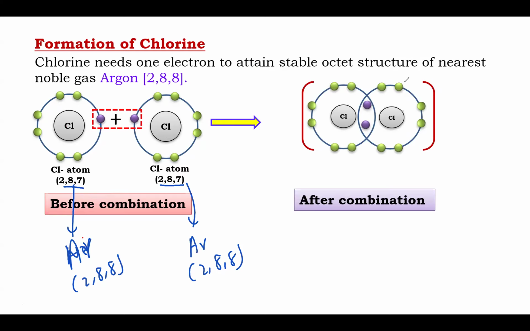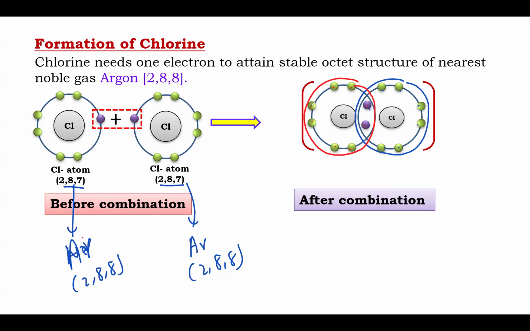Now you look at this orbit. In this chlorine, are there 8 electrons or not? Count. 1, 2, 3, 4, 5, 6, 7, 8. Yes. Now look on the left hand side, this one. Are there 8 electrons or not? Tell me. 1, 2, 3, 4, 5. So this bond is formed due to sharing.